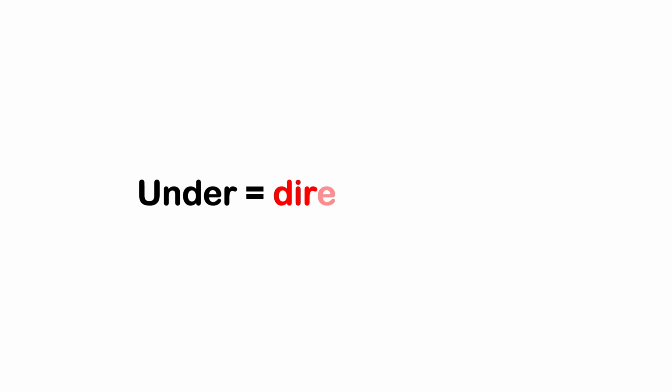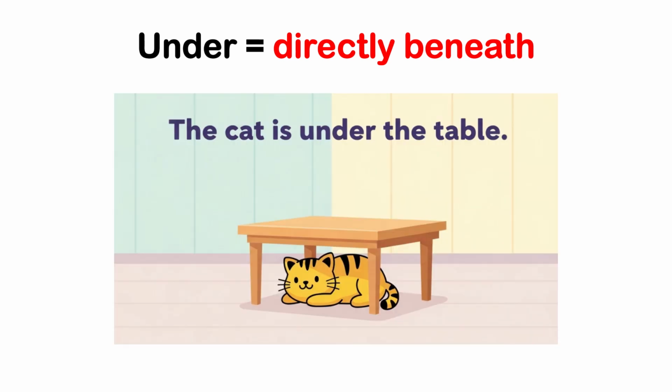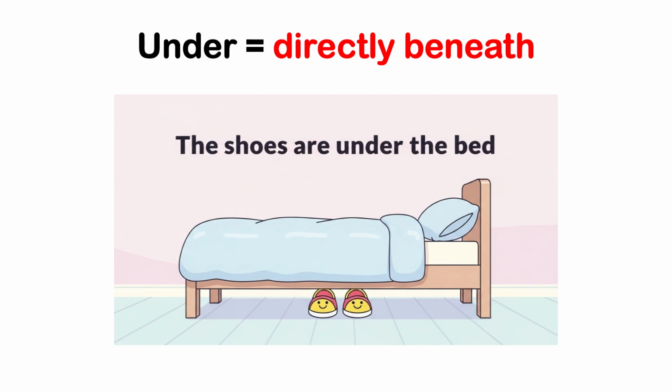Under. We use under when something is directly below another thing. Examples: the cat is under the table. The shoes are under the bed.